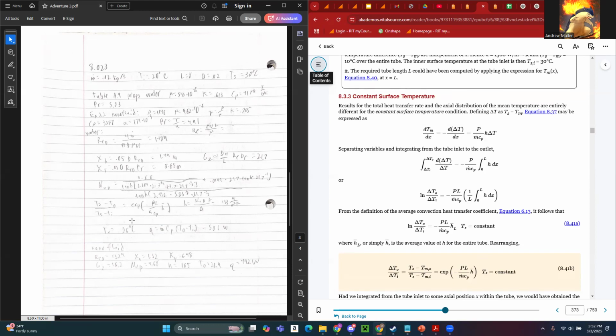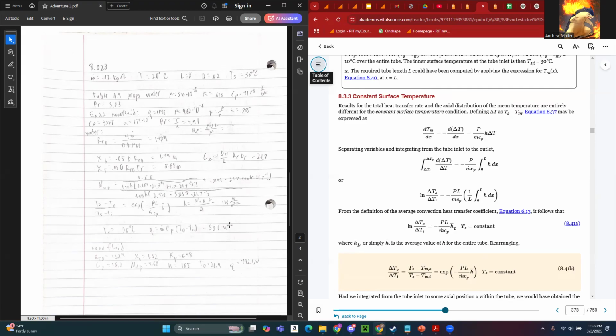So if we know the inlet temperature and the outlet temperature, that gives us the delta T. So in order to find the heat that entered, we simply take the mass flow rate times the specific heat times the delta T, which gives us for water a heat transfer of 501 watts.